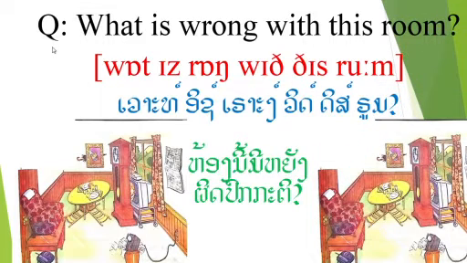It is the first question. There's only one question asked about two pictures. The question is: What is wrong with this room? What is wrong with this room? You can see from all the things in this picture, both of them, left hand and right hand, the same picture.